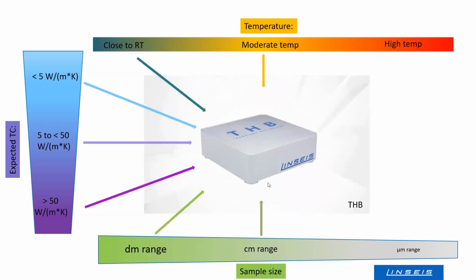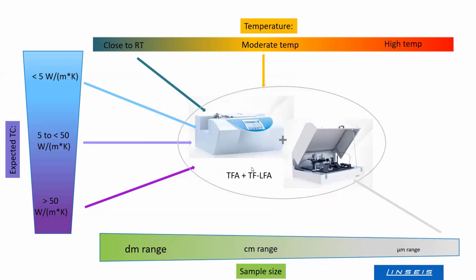The Transient Hot Bridge covers the low and moderate temperature range, all thermal conductivities, and samples in the decimeter to centimeter range are needed. Last but not least, the thin film analyzer and thin film laser flash analyzers are dedicated to analyzing samples in the sub-micrometer range, just the micrometer range, in a moderate to low temperature range, and the full thermal conductivity range can be analyzed.